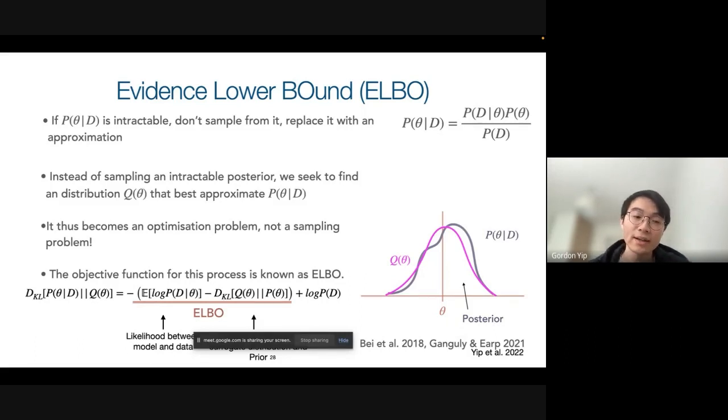And if you want to do that, the objective function is known as the evidence lower bound. And given the name evidence lower bound, it actually estimates the lower bound of your evidence. And I'll tell you about what sort of advantage we have with that.